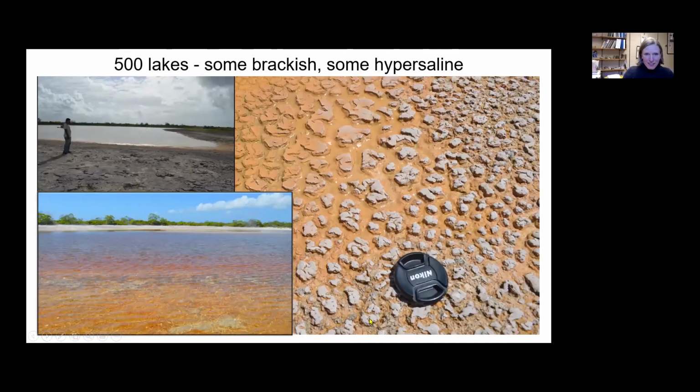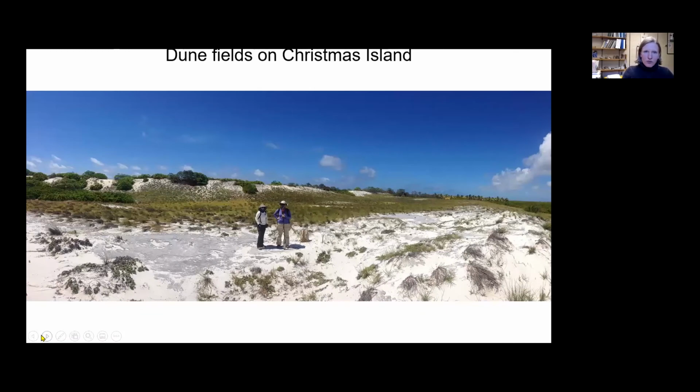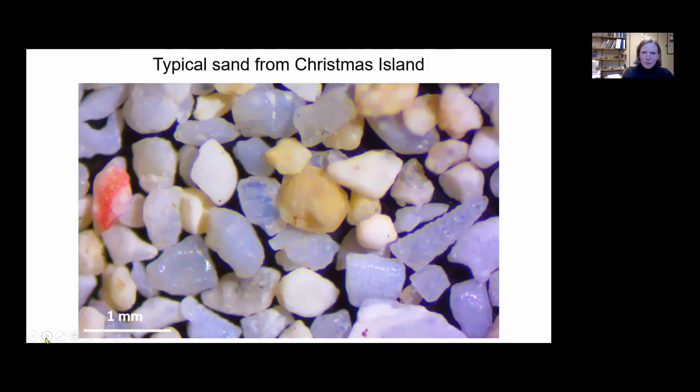Now, if we look at some of the variety of geology on this land surface, all these different lakes, some of them are brackish, some of them are hypersaline. They all sort of go through this wetting and drying cycle over the course of the year. There are sand dune fields on the island along the higher rims.